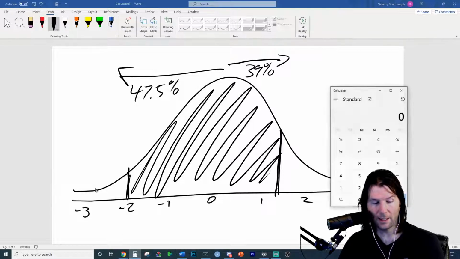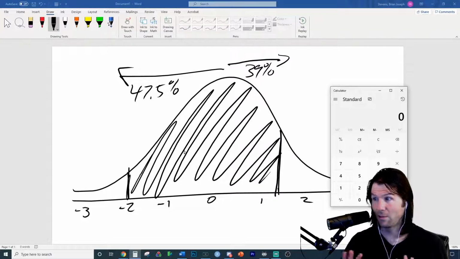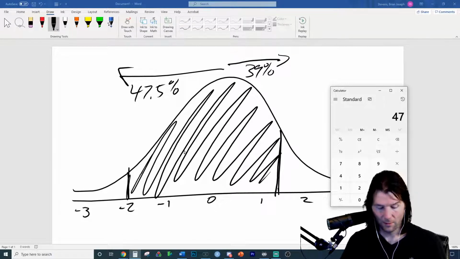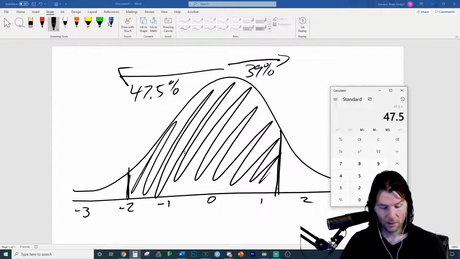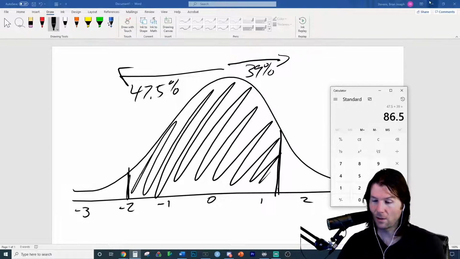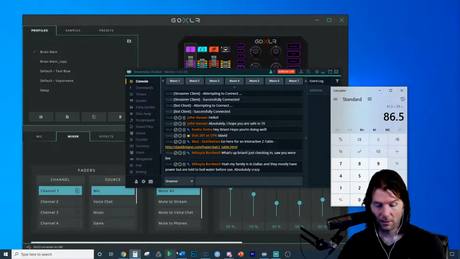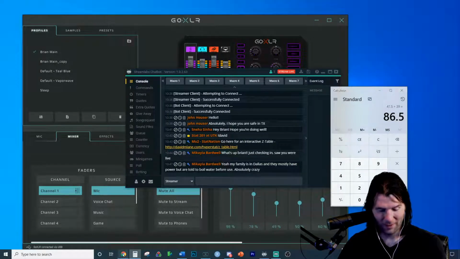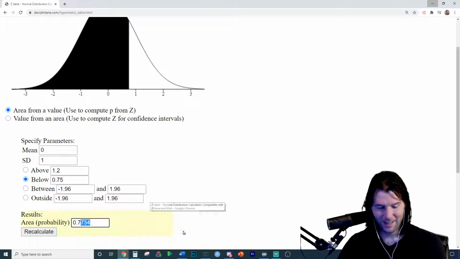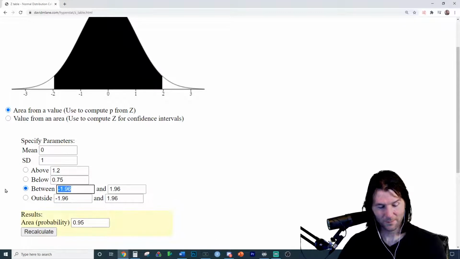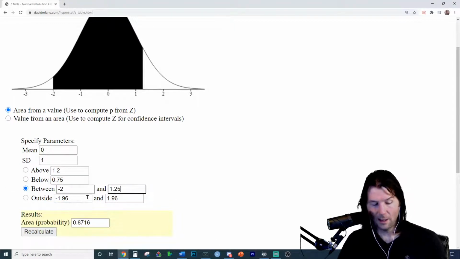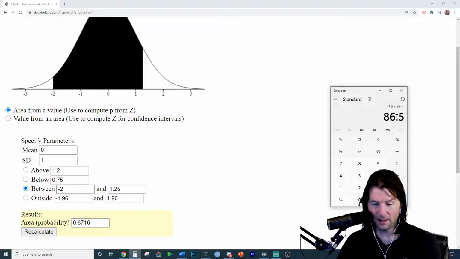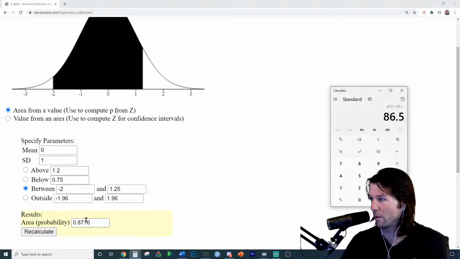So my guess for this answer, this is Brian's guess. You don't have to do Brian's guesses. 47.5 plus 39. If I had to guess the answer, 86.5. Here's my guess, 86.5, and I was within 0.6.